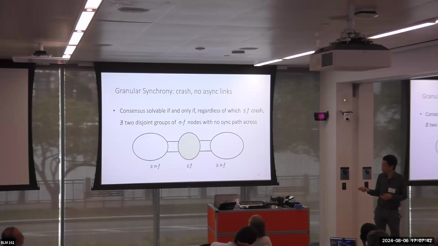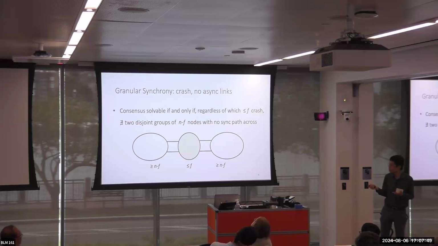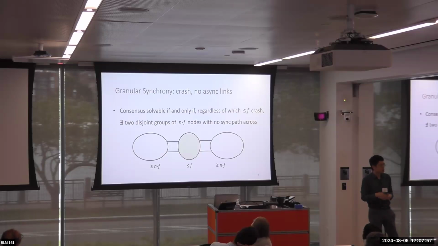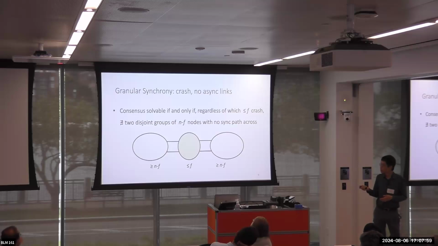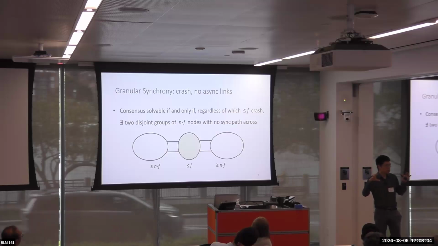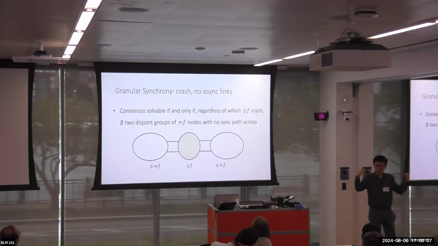This left group is N minus F, which is big enough, and it's supposed to make a decision. From this left group's perspective, the situation could have been that everybody else crashed, and they are the only ones doing things. So they need to make a decision, but the same applies to the right group. Now you have two groups that both need to make a decision, but they cannot communicate with each other in a timely manner, so they will have to make independent decisions, and that will violate agreement.